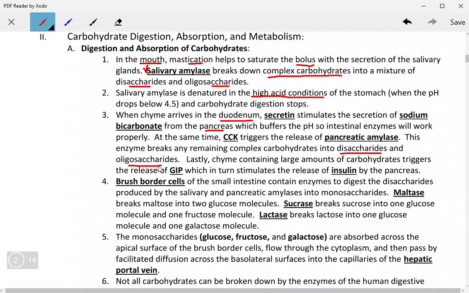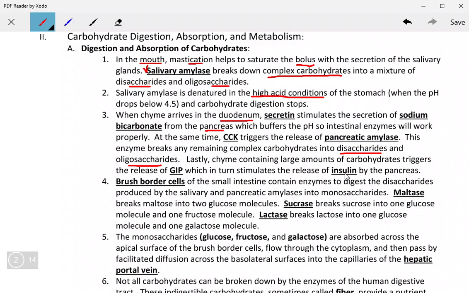Are you following? And a lot of times, because that chyme contains a lot of carbohydrates, the release of GIP, gastroinhibitory peptide, will then stimulate the release of insulin by the pancreas. And we know the job of insulin. Insulin will help to do what? It will help to move glucose out of the blood and put it into the cells where they need to be and where glucose can be used for energy.